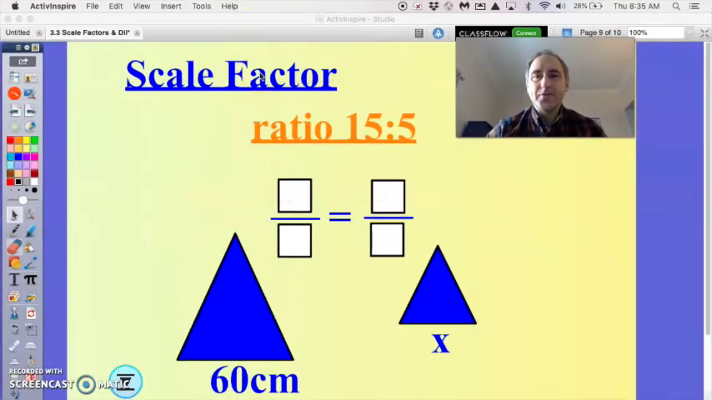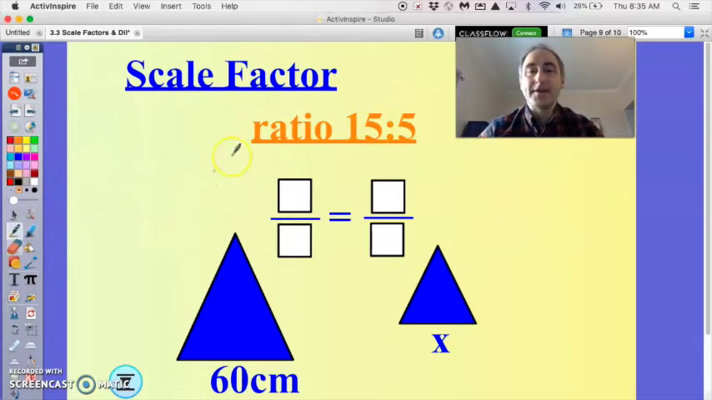With scale factor, we can still solve the missing sides of a triangle, but given only one side. We're still comparing the base here of a triangle to a base here of another triangle, but we know that there's scale involved. It's either getting larger or getting smaller. And we're given, instead of a second side, we're given the ratio. But we're going to use it just like we had 3 given sides and 1 x. So the ratio here is 15 to 5.